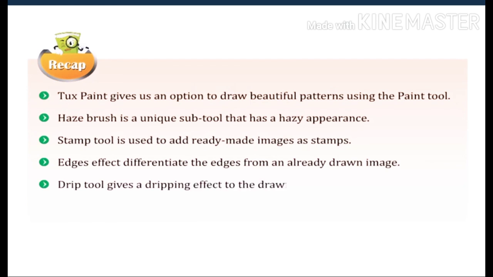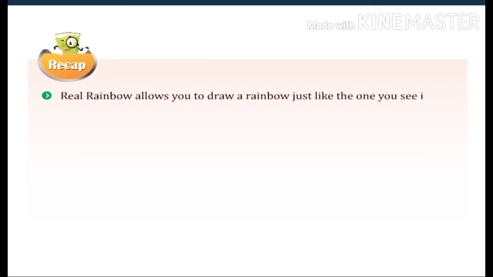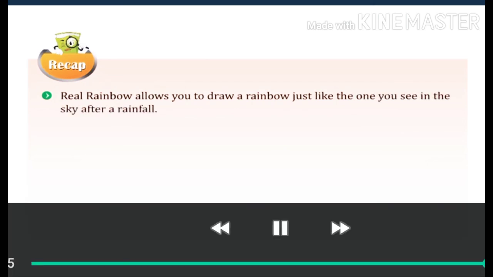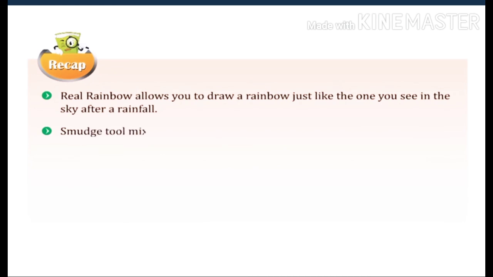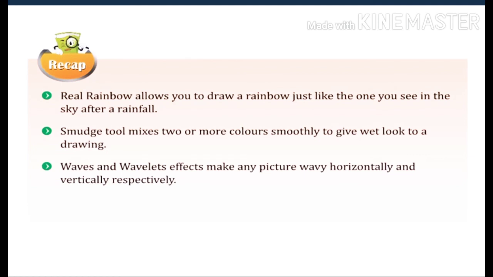Drip tool gives a dripping effect to the drawing. Rainbow effect draws a trail of rainbow colors as you drag the magic wand on the drawing area. Real rainbow allows you to draw a rainbow just like the one you see in the sky after a rainfall. Smudge tool mixes two or more colors smoothly to give a wet look to a drawing. Waves and wavelet effects make any picture wavy horizontally and vertically respectively.